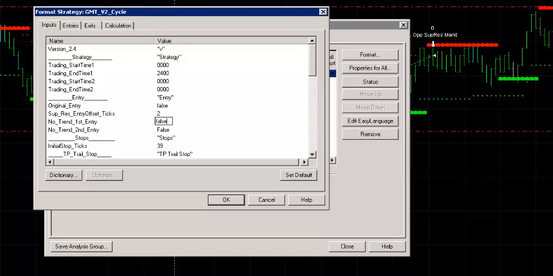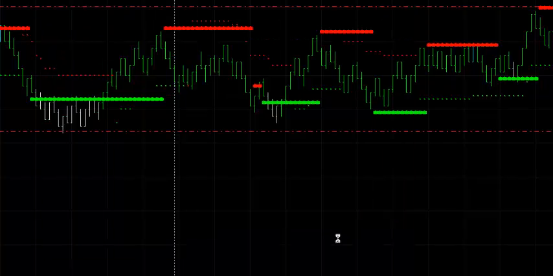I want to have an entry on the second entry. So the second entry dot. So then we go true, and that'll get us in on the second entry dot, and that allows us to have a little bit more flexibility. It makes sure that we've got a confirmation of the setup.